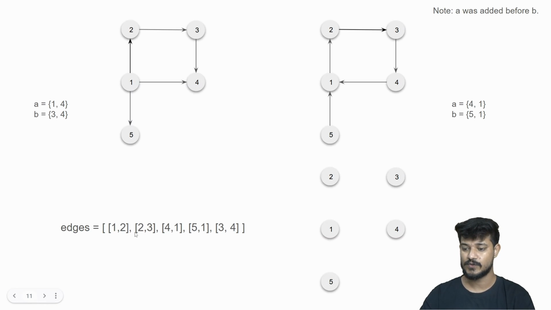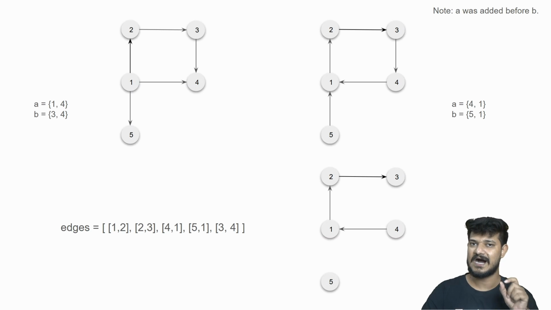So I'll process 1 2. Are 1 or 2 connected? No, they are not connected, right? 2 3, they are not connected. 4 1, they are not connected. 5 1, 5 1 is B, I will ignore it, right? And then 3 4. Yes, 3 and 4 is actually creating a cycle.